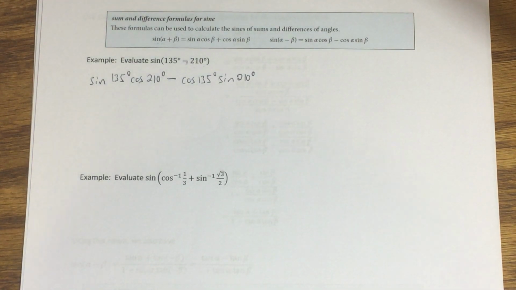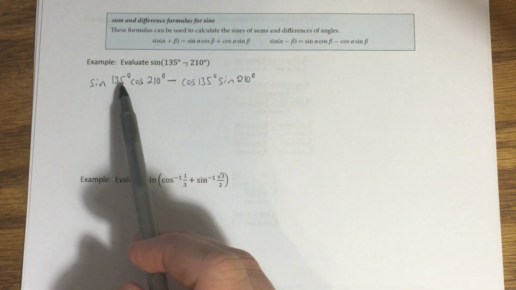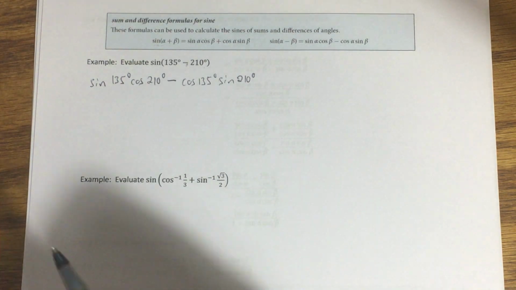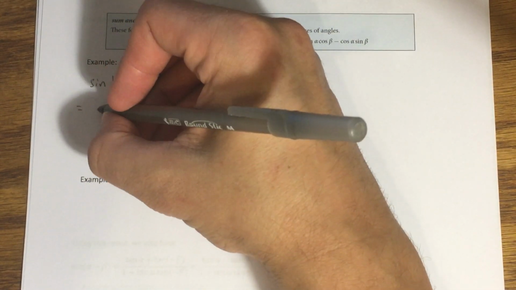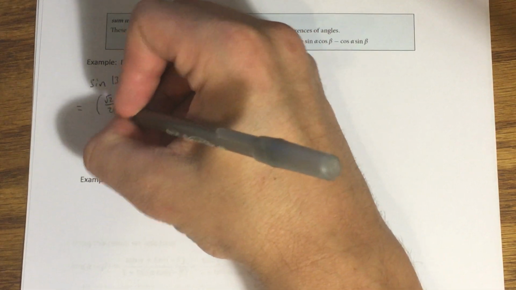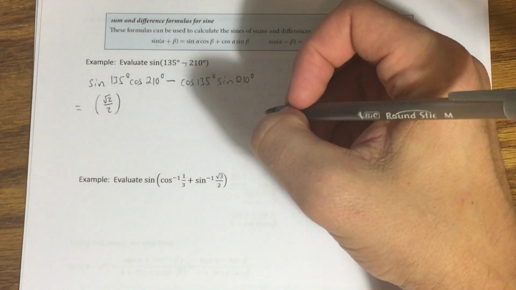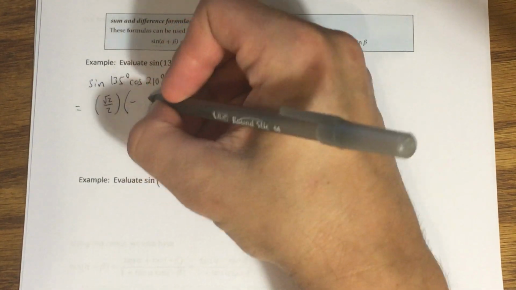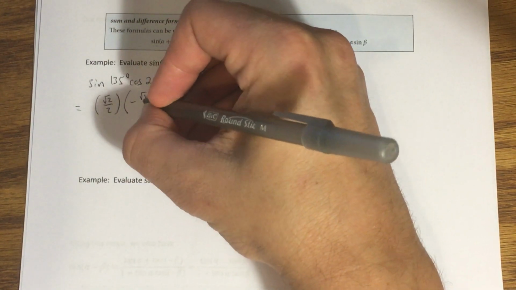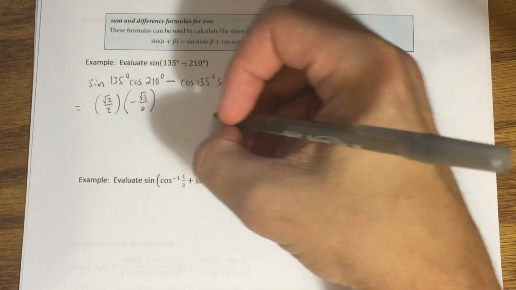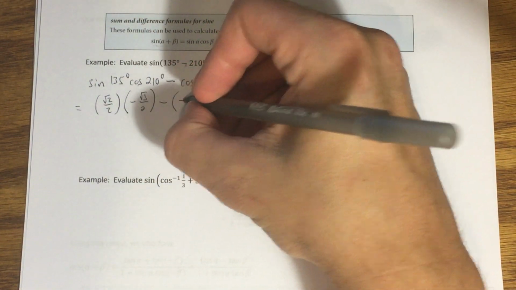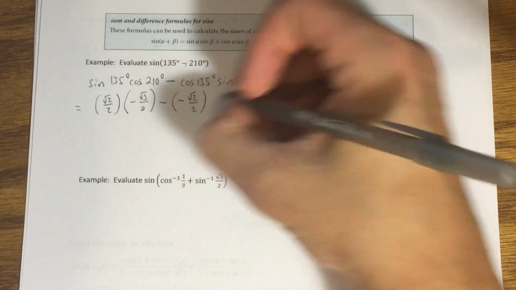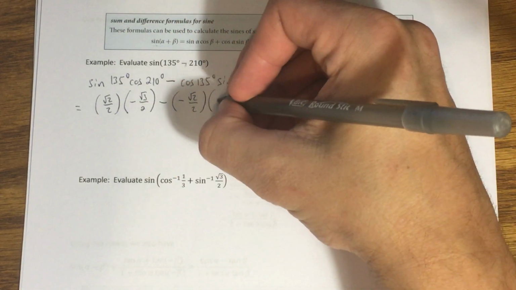Okay? And now we just resort to our knowledge of the unit circle, since both of these angles are on the parts of the unit circle that we have memorized. What is sine of 135 degrees? Well, that's root 2 over 2. What's cosine of 210 degrees? That's negative root 3 over 2. Minus cosine of 135 degrees, which is negative root 2 over 2. Times sine of 210 degrees, which is negative 1/2.